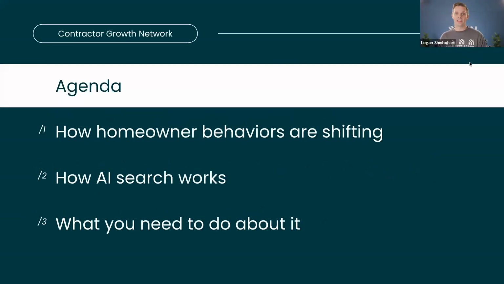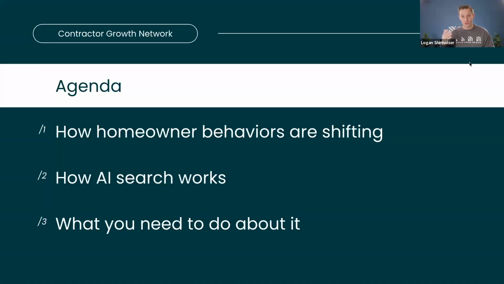So here's what the agenda is going to be. Three things only. One, we're going to talk about how the homeowner behaviors are actually shifting, so what actually is happening in the market. Two, how AI search works. And then three, what you need to do about it. And that's really it. I want you to understand this is a thing. We know it's starting to work, but how is it kind of working?